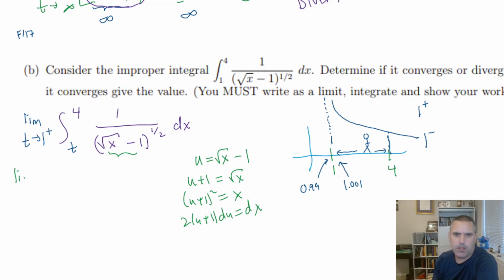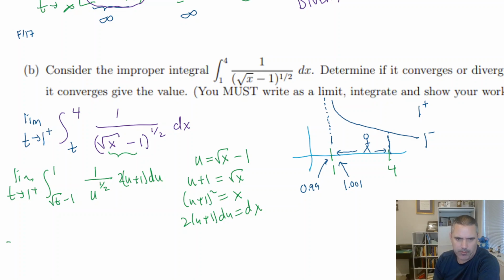Okay, so what's this become? The limit as t goes to 1 from the right of the square root of t minus 1. I got that by plugging this in. Square root of 4 minus 1 is 1. 1 over u with a 1/2. And then dx is 2u plus 1 du.